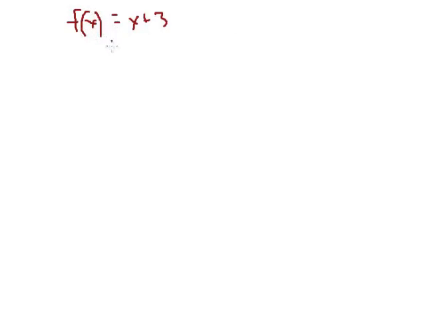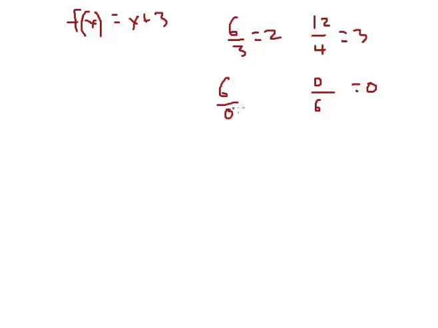Now, there are some exceptions, and the main exception, the one that you're going to be tested on, is that a function is undefined when a denominator is 0. That's a general math principle. We all know that 6 divided by 3 is 2, and 12 divided by 4 is 3. 0 divided by 3, or 0 divided by 4, or 0 divided by anything, is 0. Now, what is 6 divided by 0? The answer is it's undefined. There's no answer.